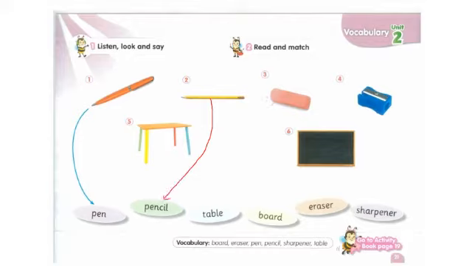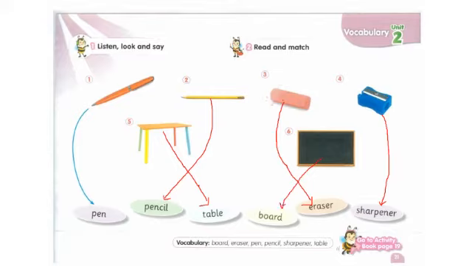All right. Number 3 here, we have an eraser. Eraser. Let's match it to the word eraser right here. Okay. Number 4, there's a sharpener here. Sharpener. Where is the word sharpener? Here it is. Let's match it to the word sharpener. And number 5, here we have a table. Let's match it to the word table over here. Yes. And the last one, number 6, we have a board. Let's match it to the word board over here.